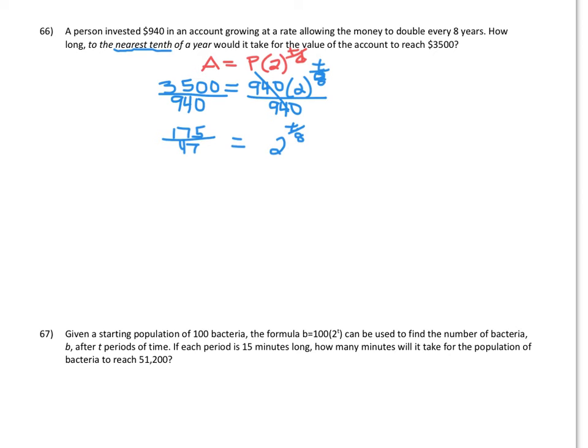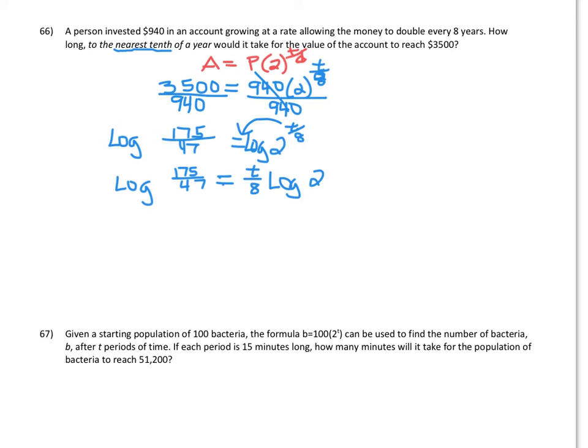Okay, so now, if you remember, in order to solve for a variable that's in the exponent spot, if we put the word log in front of both sides of the equation, do you remember that allows us to take the exponent and bring it in front of the word log, so we no longer have the variable as an exponent? Okay, so we're going to be left with log of 175 over 47 equals t over 8. Okay, I'm bringing that to the front, times log of 2.